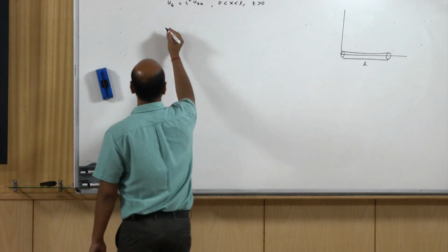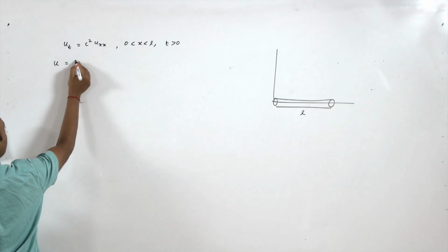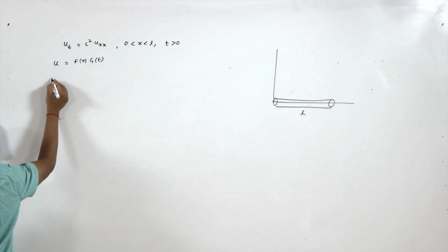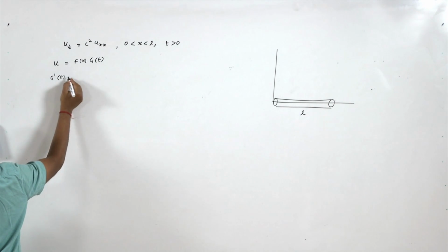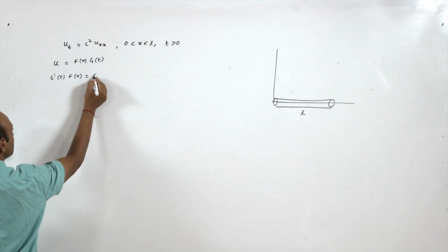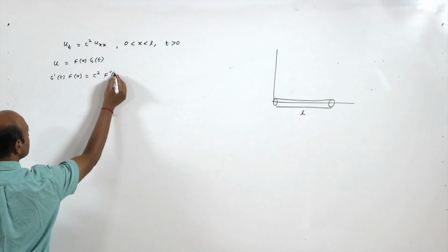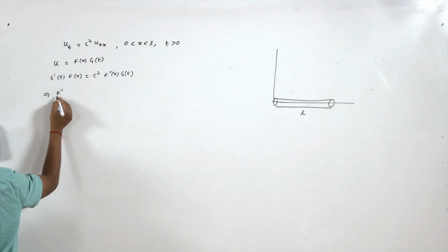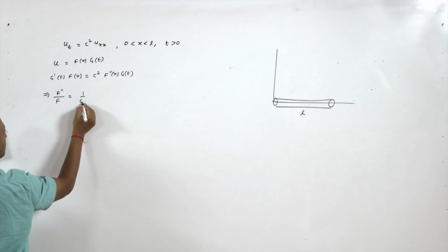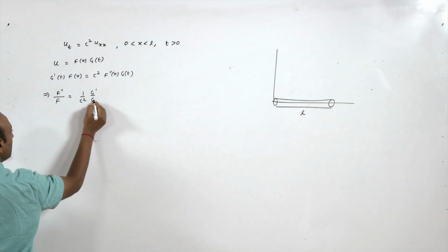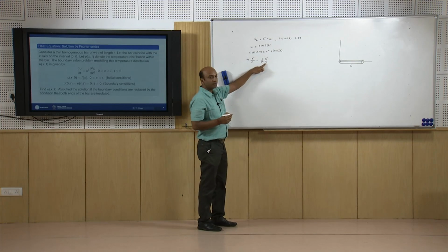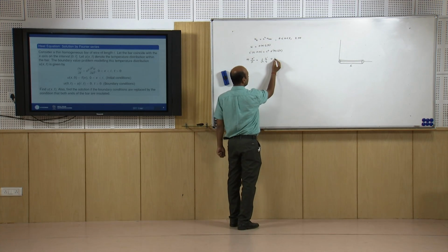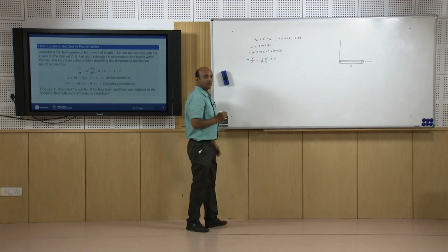We will take u as f x into g t, we will substitute it here. So, it is g dash t into f x equals c square f double dash x into g t, which implies f double dash upon f is equal to 1 by c square g dash upon g. Again it is a function of x, it is a function of t, and both are equal. So, both will be equal only when it is a constant quantity, say k. Now, again we will take 3 cases.